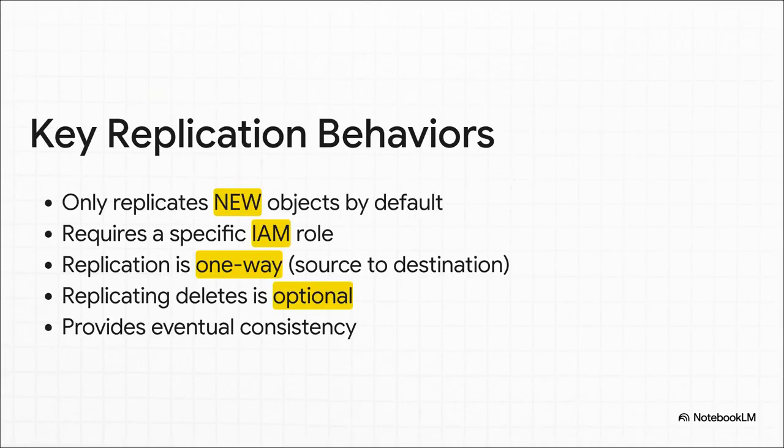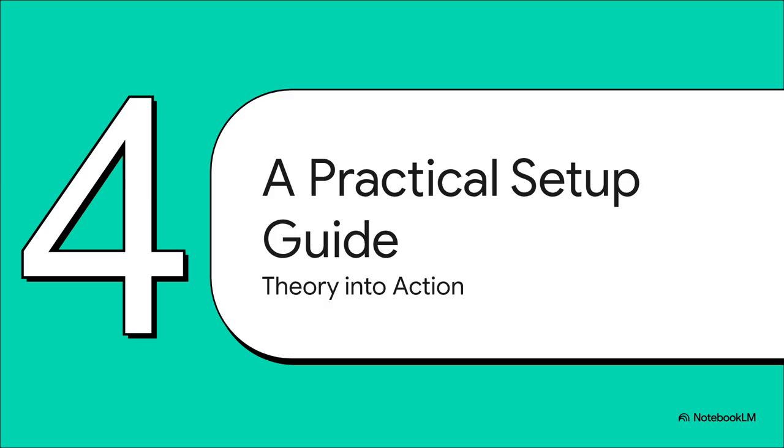And there are a few other key behaviors you need to know about. So, by default, replication only works on new objects you upload after you set up the rule. You also need a specific security role, an IAM role, to give S3 permission to actually copy your stuff. Also, it's a one-way street. It only goes from source to destination. And you get to choose whether deleting an object in the source also deletes it in the destination. And finally, it's eventually consistent, which sounds technical, but it just means your copies show up super fast, usually within seconds or minutes.